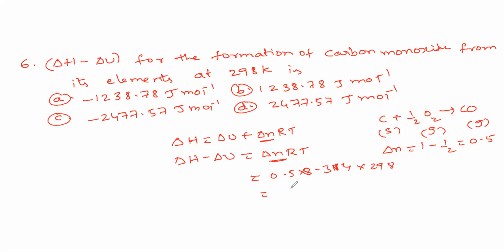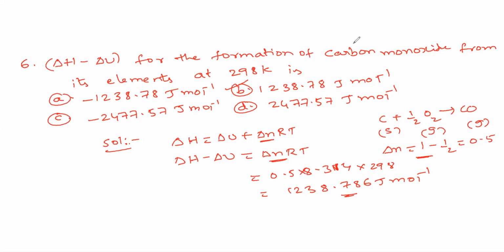It is equal to 1238.786 joules per mole. So it is not minus, it is plus, because 1 minus half is 0.5. If it were minus 0.5, then that would be the answer. Since it is plus 0.5, because for solid we should not consider it in delta n. So the answer is 1238.786 joules per mole. So option 2. I hope it is clear. So this is the solution for this numerical, question number 6.